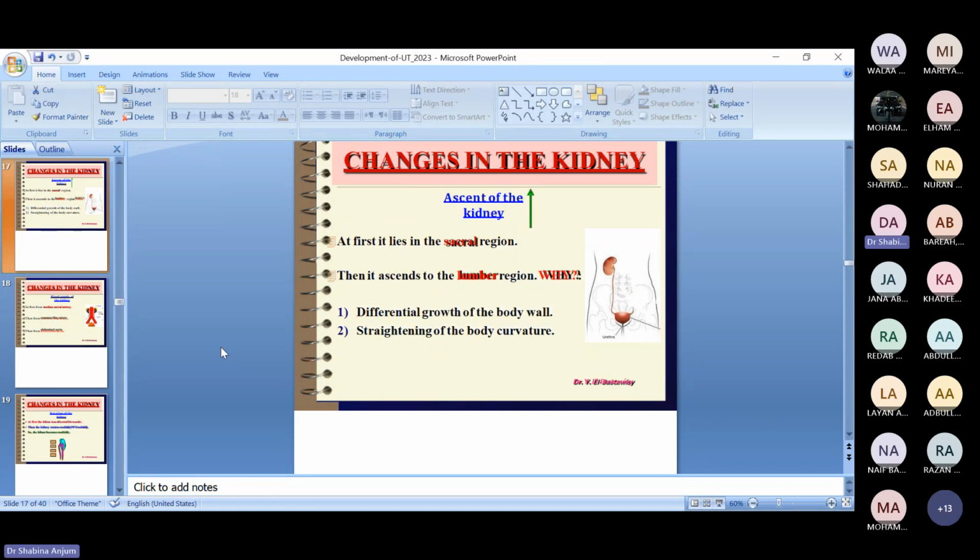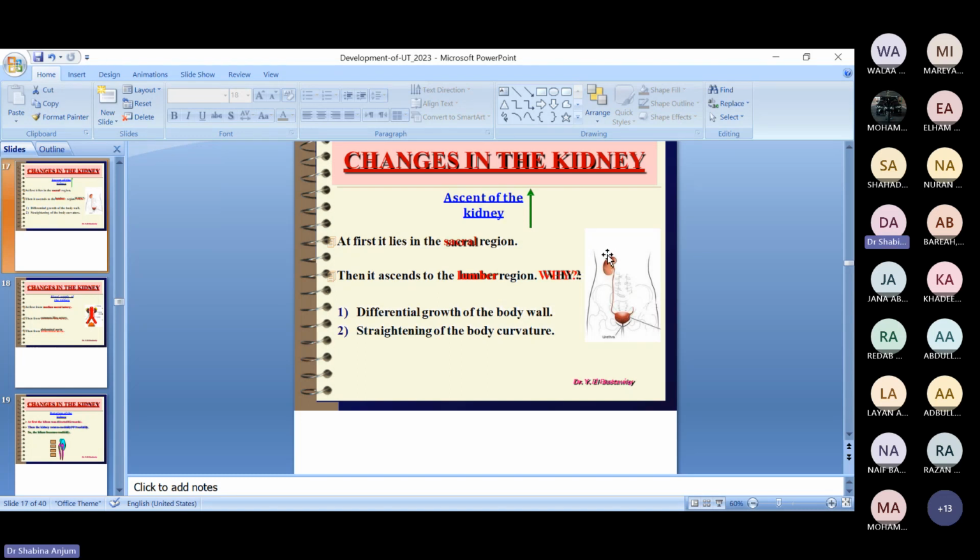Then, ascent of the kidney. What happens during development? As we saw, it develops from the cervical to the sacral region, so the kidney will ascend upward. You don't want it to be in the sacral region. What is the normal anatomical position of the kidney? Is it present in the pelvic region? No, it is present in the abdomen. But when we study the metanephros, we find it in the sacral region, so it has to ascend upward.